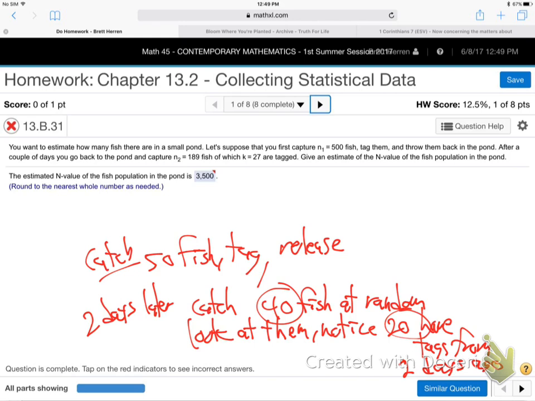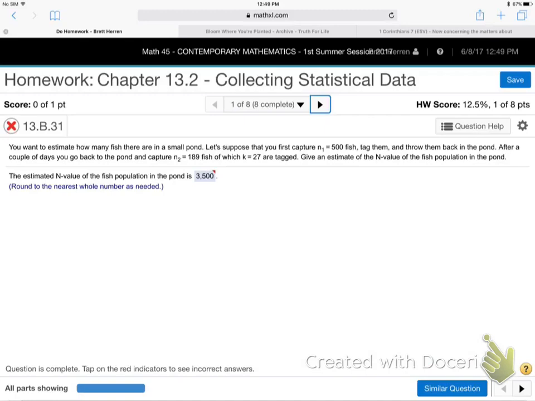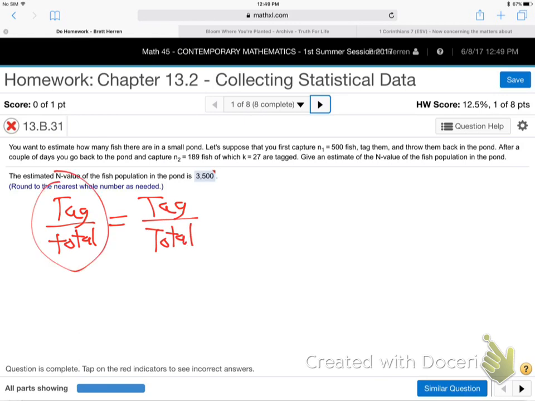All right, so you've got a feel. That's like a general feel, but let me give you the particulars. Here's how you exactly calculate an estimate for the number of fish. Basically, it's tag over total. That percentage. This is the first catch. This is the second catch. Well, let me move it out of the way. Put it down here. First catch, second catch.